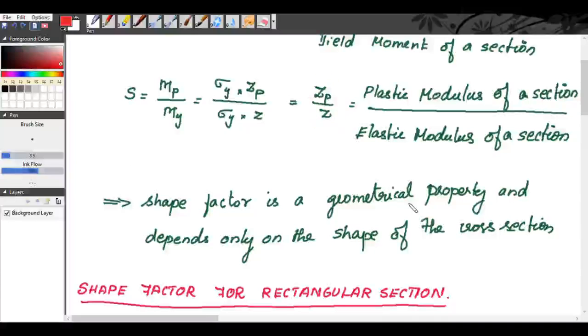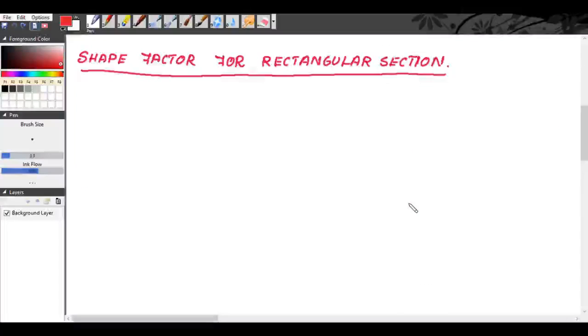Now we will derive shape factor for a few standard sections. So first of all, we will see what is the shape factor for a rectangular section. For determining the shape factor of a rectangular section, let us draw a rectangular section.